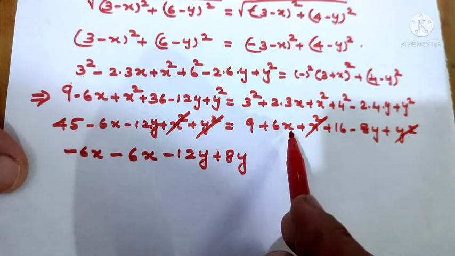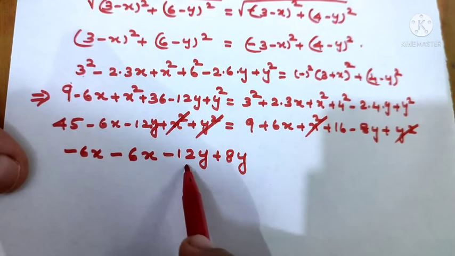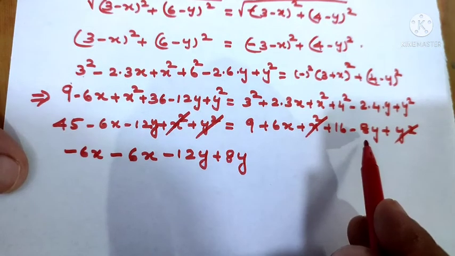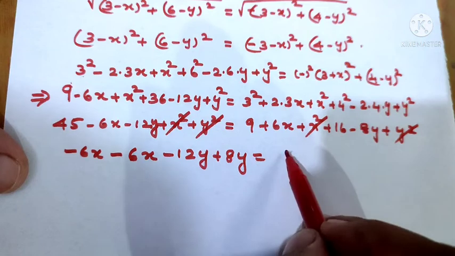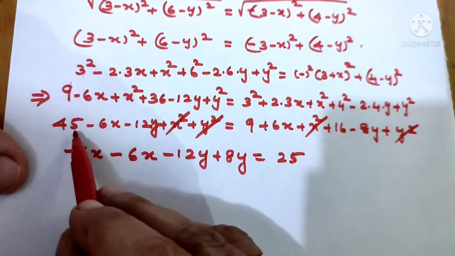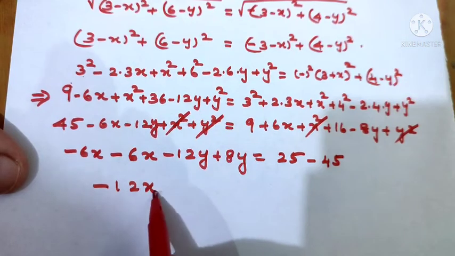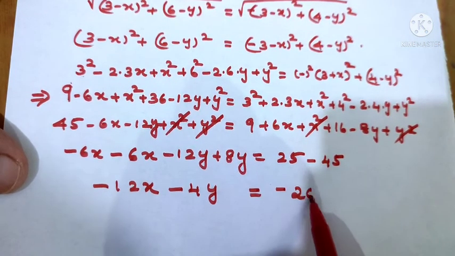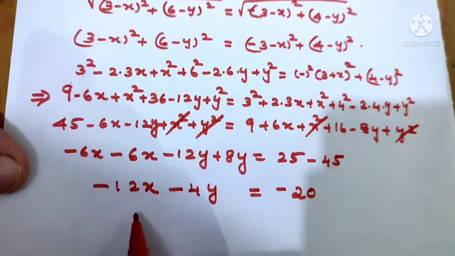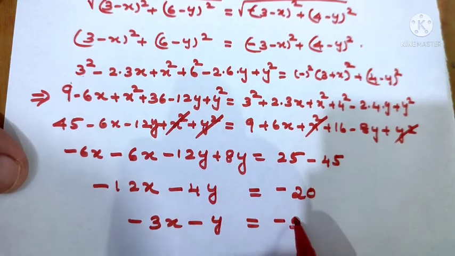Minus 6x I brought here, this side plus 6x to this side. So minus 6x minus 12y is already there. Then minus 8y I brought, it is plus only. Now here 9 plus 16 it is 25. Now plus 45 I am bringing to this side, so minus 45. So minus 12x minus 4y equal to minus 20. Right. Now cancel with 4 only. So minus 3x minus y equal to minus 5.